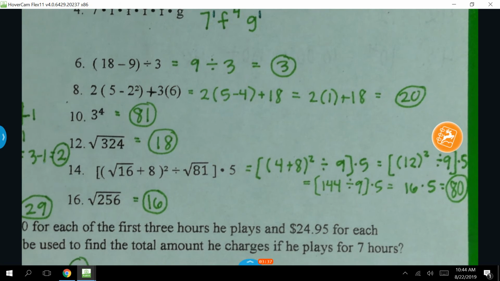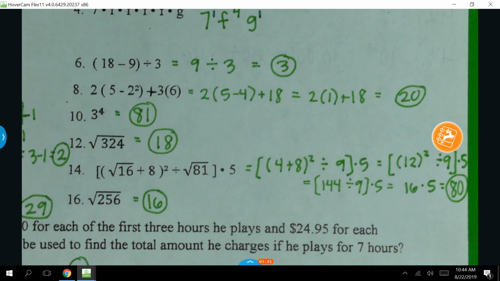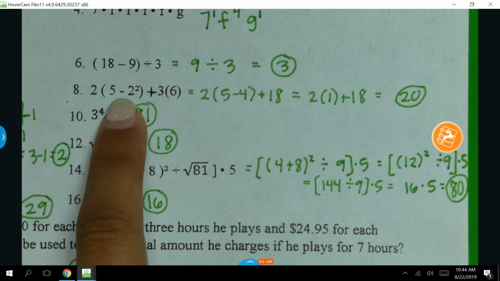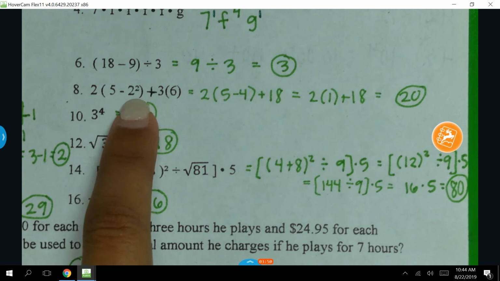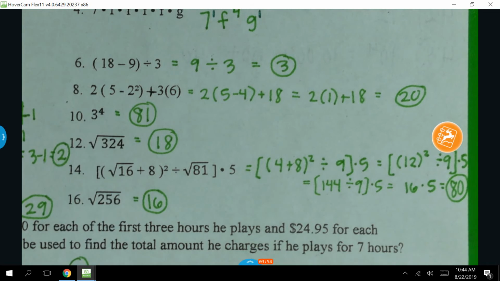Okay, number 6, parentheses and then divide, so you should get 3. Number 8, you should get 20. So you want to do those parentheses first, so 5 minus 4, then multiply 2, and then add that to 3 times 6.